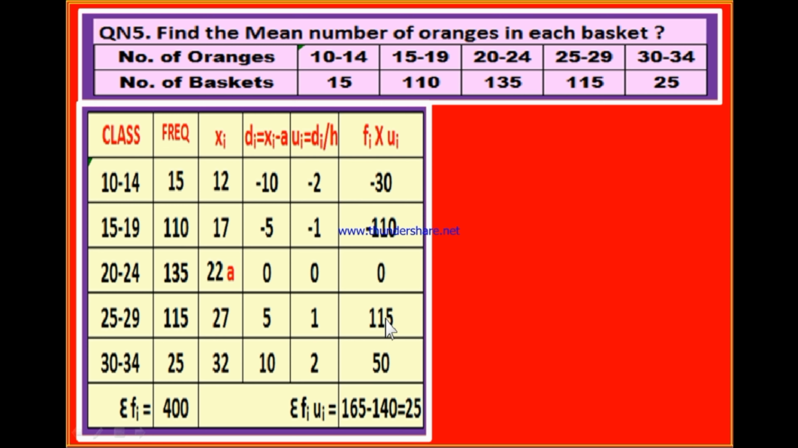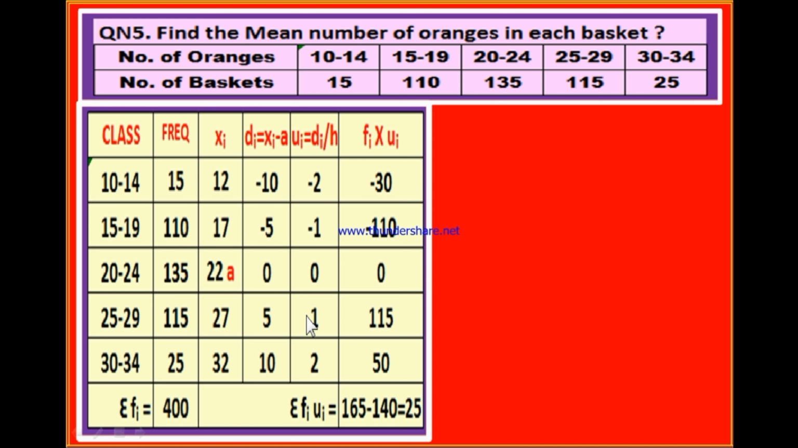Now you add the positive values. 115 plus 50 is 165. Add the negative values. Minus 30 minus 110 is minus 140. What is 165 minus 140? 25. Therefore, sigma fi ui is 25 and sigma fi is 400. The sum of the frequencies is 400.